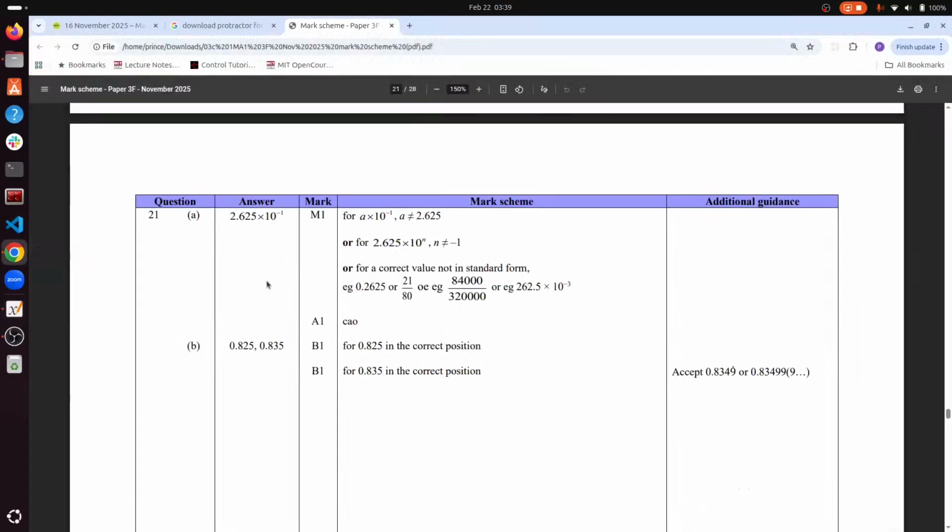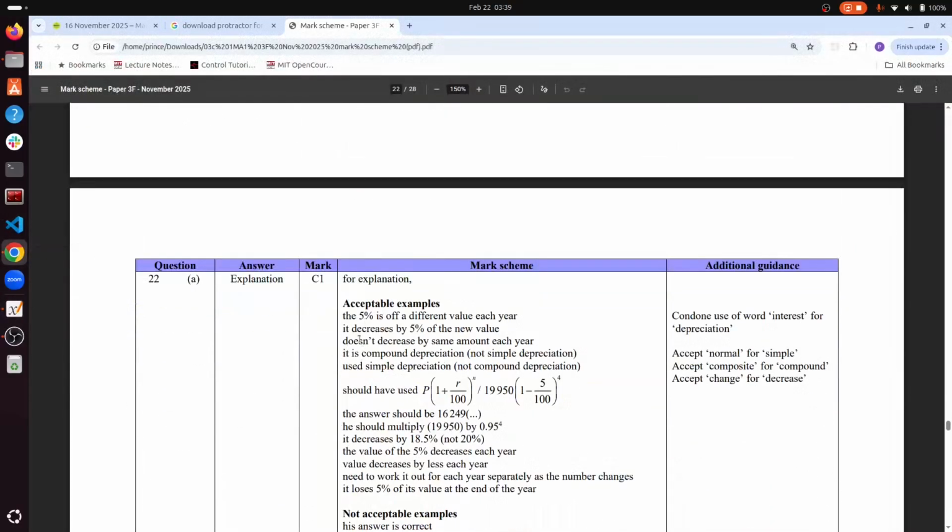See what the mark scheme says. The 5% of a different value each year. Yes, it decreases by 5% of the new value. It is compound depreciation, not simple depreciation. So any of these reasons will be correct. It's just understanding it and saying it in your own words.